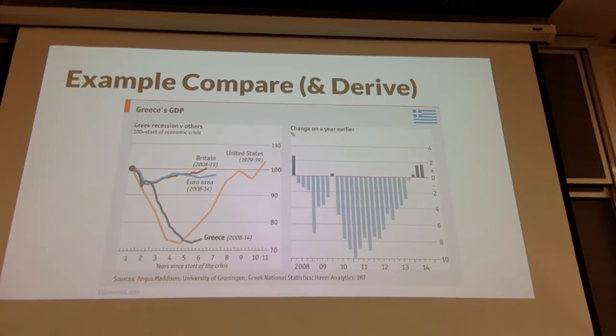And then here we have a derive operation. This just shows us the change on a year earlier. It's actually not an operation, but a derived data set. It's the same data, but instead of absolute values, we visualize the change.